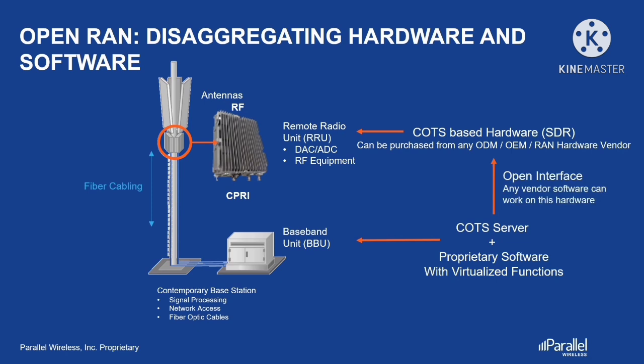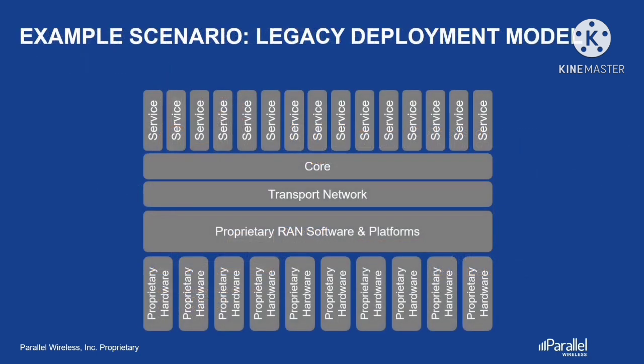The main thing to remember is that the interface between BBU and RRU-RRH is an open interface. This would allow any vendor's software to work with any vendor's hardware. This is the main difference about Open RAN as compared to other approaches. To explain this concept, let's look at an example scenario.